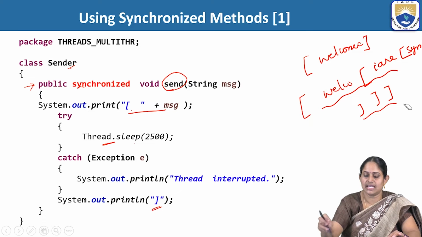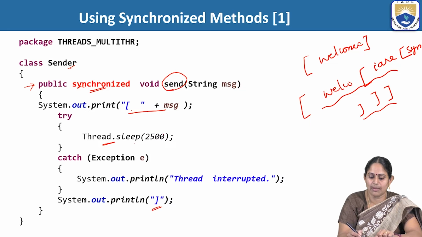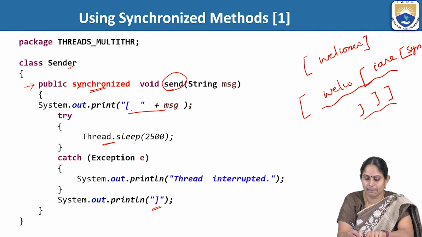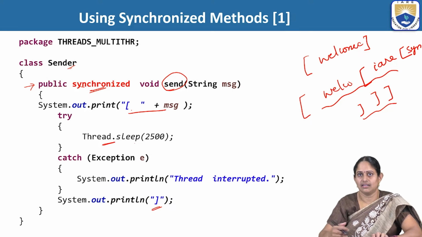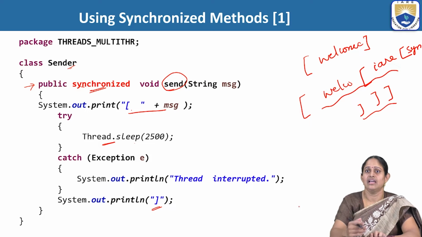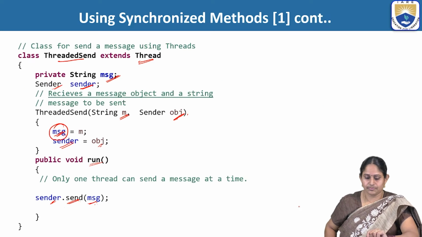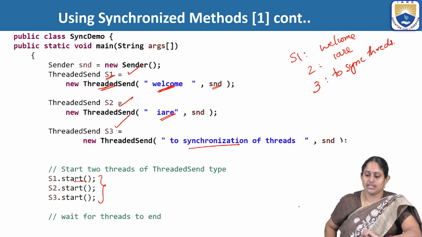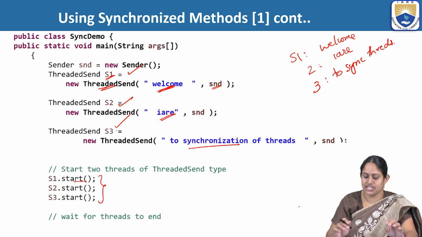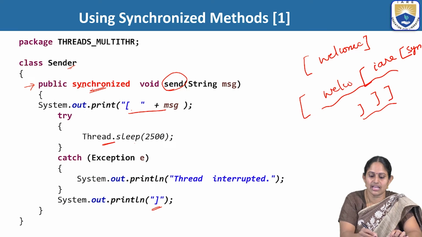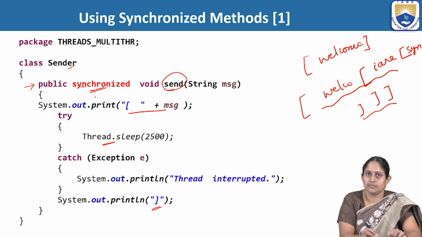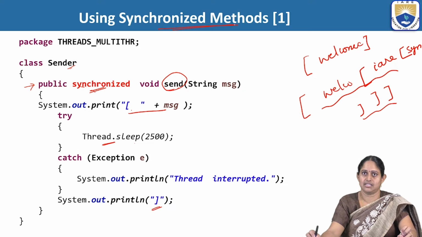To prevent this interleaving, we make use of synchronized. What happens is it will print the message and display the square bracket, and only then will the second thread and the third thread execute their work. That is how synchronization is achieved by making use of the synchronized keyword. Since we are applying the synchronized keyword over the method, this is called synchronized methods.